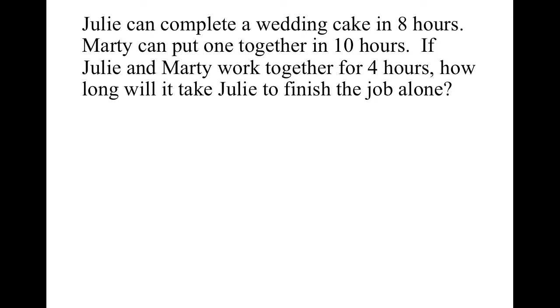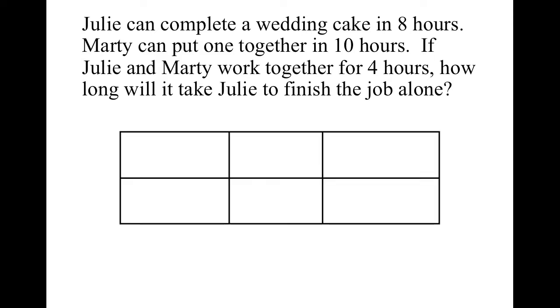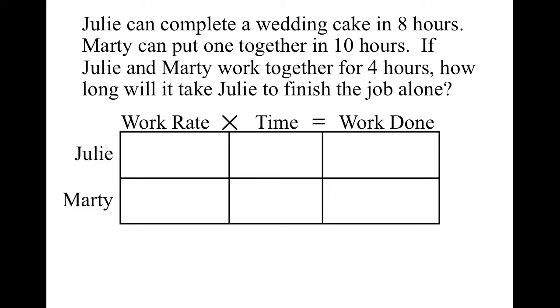Now check your work. All right, we've got work rate times time equals work done. Now remember, it's the same thing as your distance, rate, and time. It's rate times time equals your distance, but this one's work rate times time is work done. And here we have Julie and Marty. So Julie's rate is 1 job in 8 hours. Marty's rate is 1 job in 10 hours. The time for both of them is a 4 because they both work 4 hours.